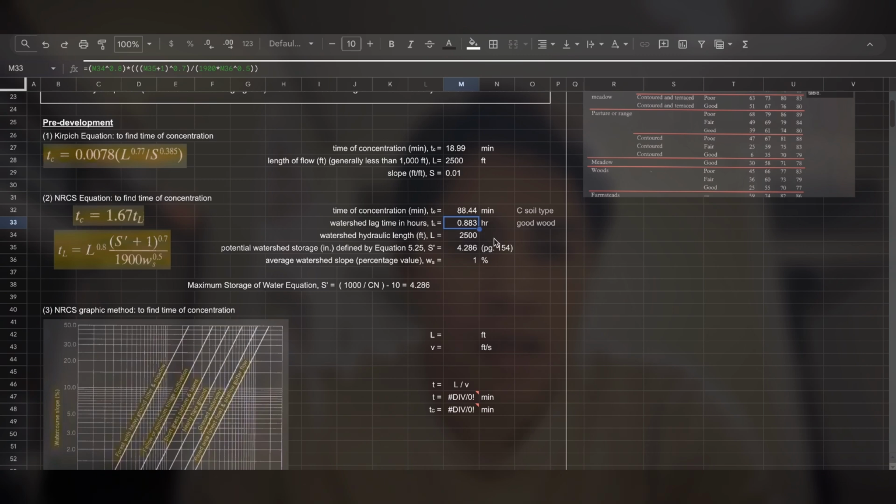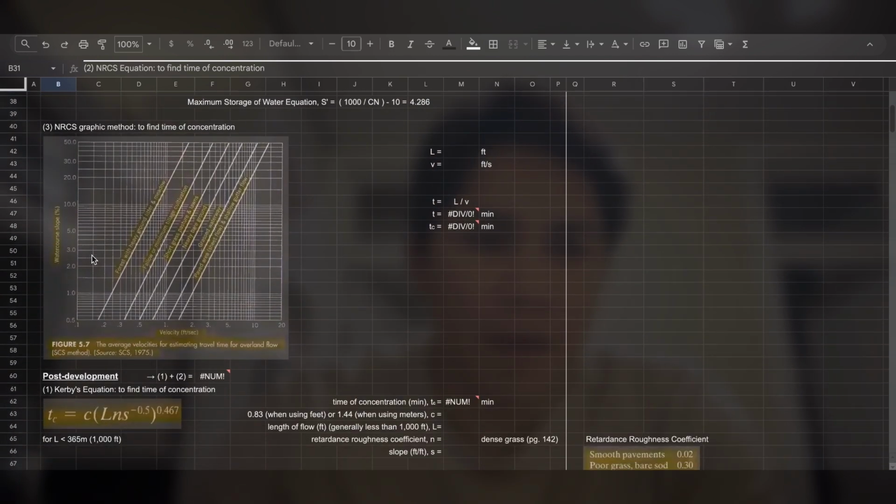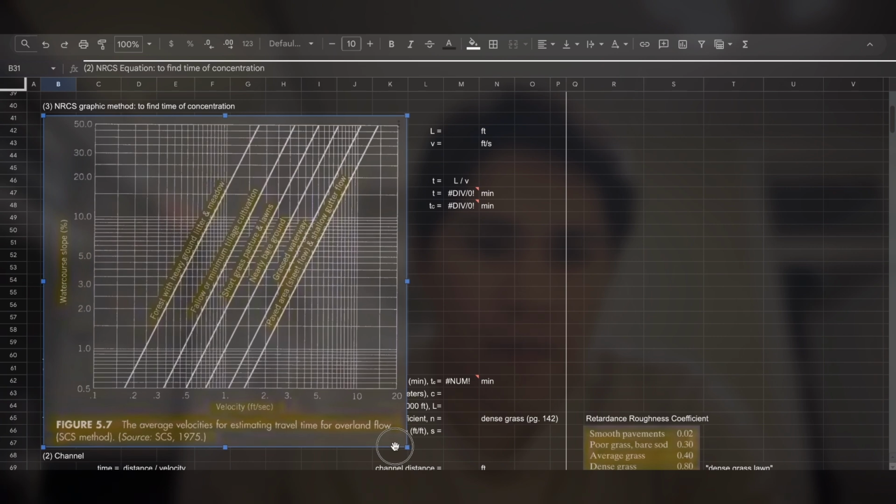That's it for this. And now let's solve the time of concentration using the NRCS method, but the graphic one. And for that, we're going to use figure 5.7. Figure 5.7 requires the type of land that you have and the slope, and that's gonna give you a velocity.